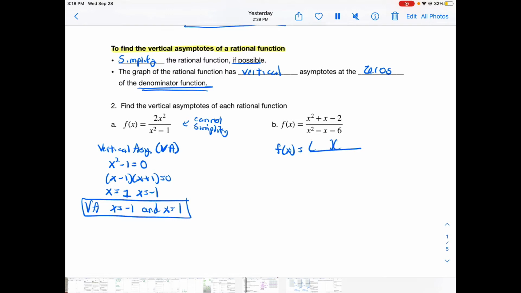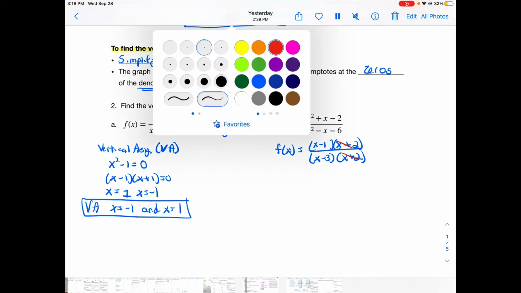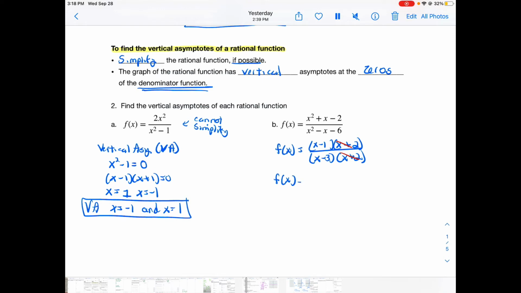The second one is an example of a rational function that will be simplified down. So I'm going to factor each of the polynomials, and I get the following. And notice that x plus 2 is in common in the top and the bottom, so I can cancel that out. Something cool happens when you cancel out a factor from the numerator and the denominator. And that's what we're going to talk about in a moment.